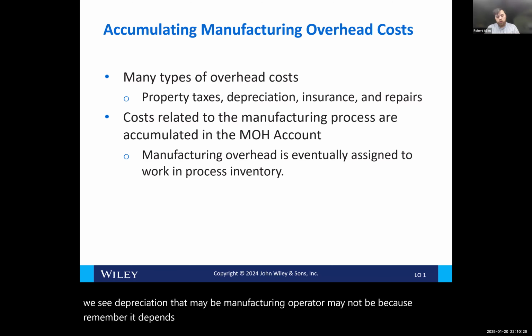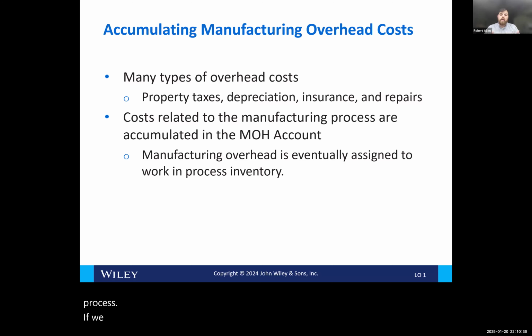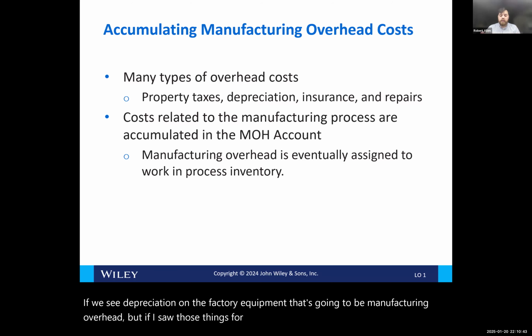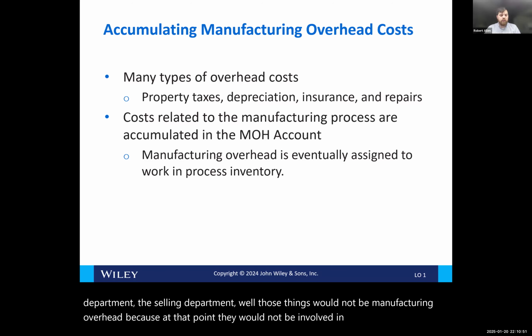in relation to. So if we see property taxes on the factory, well, that's manufacturing overhead because that's used in the production process. If we see depreciation on the factory equipment, that's going to be manufacturing overhead. But if I saw those things for the office or for the selling department, well, those things would not be manufacturing overhead because at that point they would not be involved in the production of the inventory. So you do have to be careful.